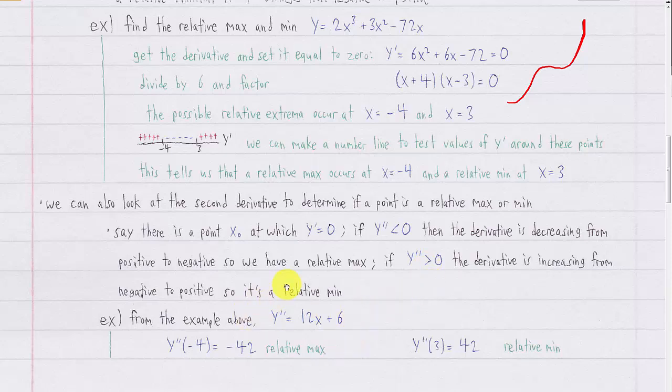So let's look at another example of finding the relative maximum and minimum. So let's say we want to test these points in the previous example using the second derivative test instead of the number line test. So the second derivative of this function is going to be 12x plus 6. So all we have to do is plug in negative 4 and 3 into the second derivative. So at negative 4, the second derivative is negative, which means it's a maximum. And at 3, it's positive, which means it's a minimum.